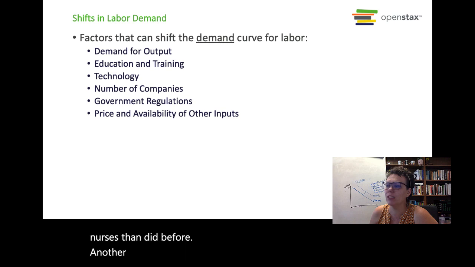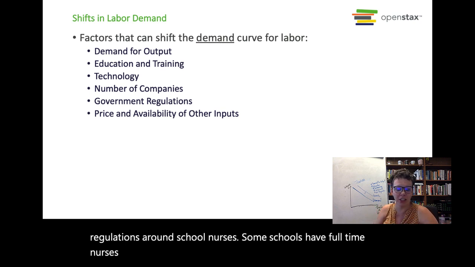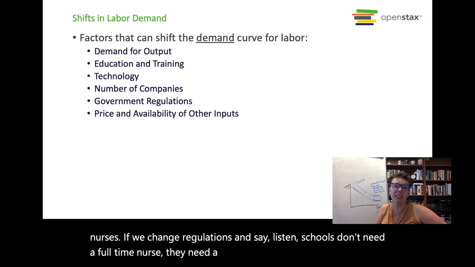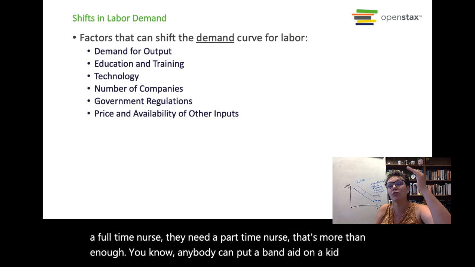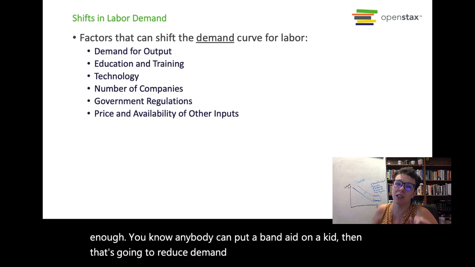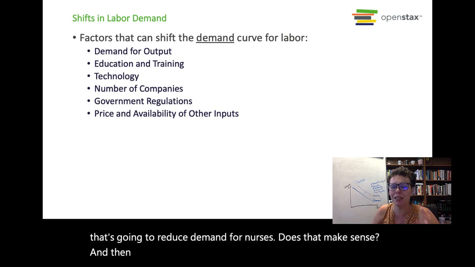Another example, since we're talking about nurses, think about regulations around school nurses. Some schools have full-time nurses. If we change regulations and say, listen, schools don't need a full-time nurse, they need a part-time nurse, that's more than enough, anybody can put a Band-Aid on a kid, then that's going to reduce demand for nurses. Does that make sense?